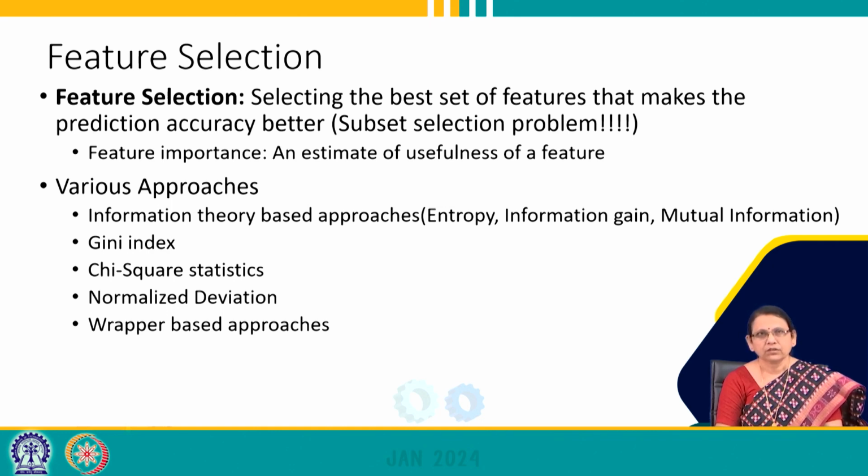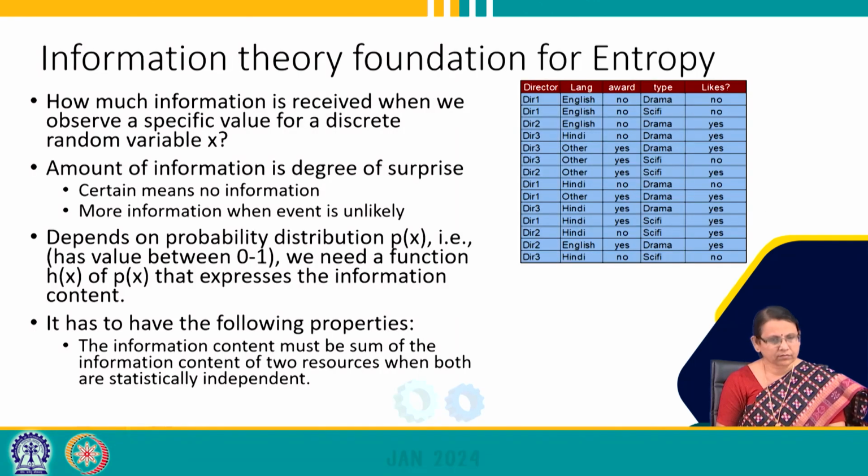Now, there are many approaches for this, like information theory based approaches, Gini index, chi-square statistics and so on. So, we start with certain information theory foundation for feature selection. Entropy is one such measure. So, let us find out what entropy is.